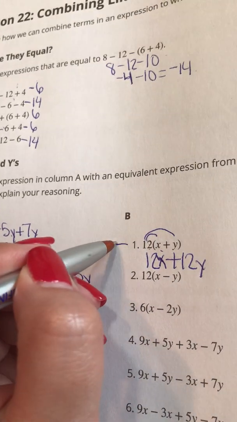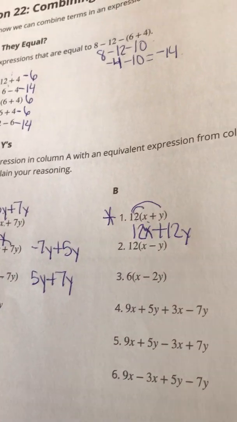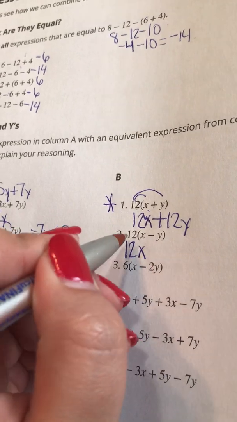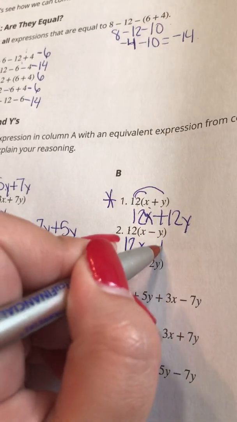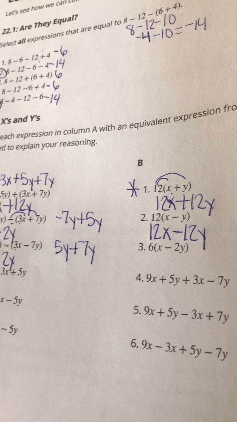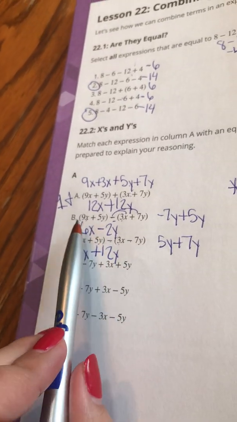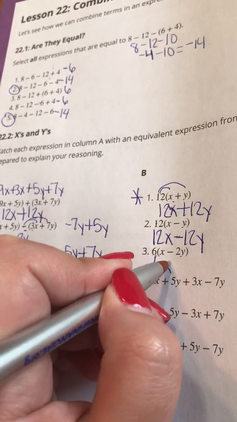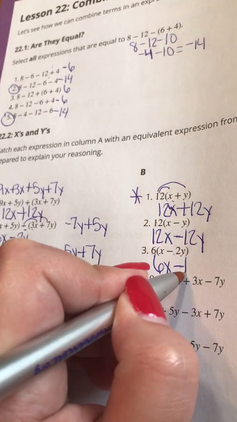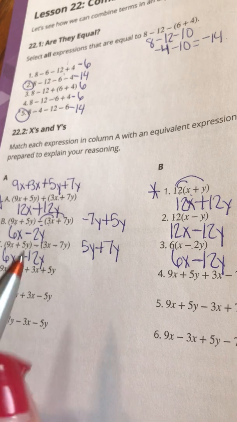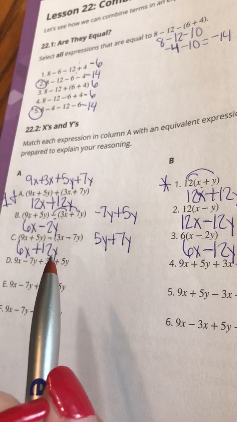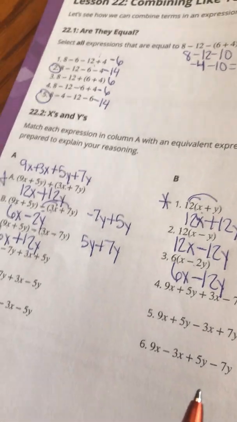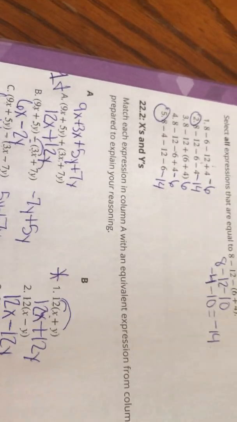So I can start this off that it's already done. 12 times x is 12x, and 12 times -y is a -12y. And so I don't have those yet. And so 6 times x is 6x, and 6 times -2y is -12y. And I don't have those yet either. So now I need you to do the other 6 real quick before I reveal the answers.